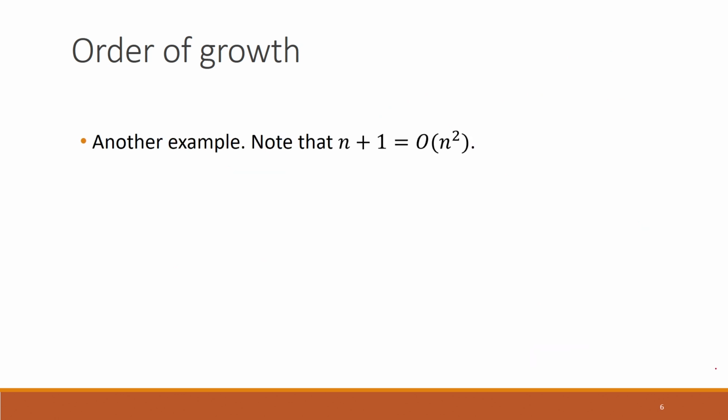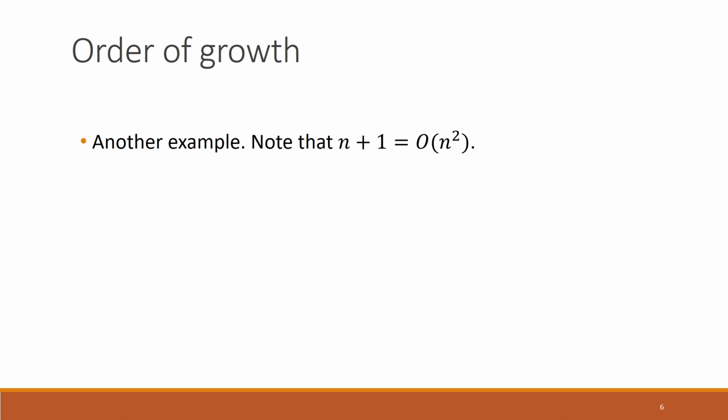Now, note that if a function f(n) is not O(g(n)), that is, it is not of the order g(n), then you will not be able to find any pair of values c dash and n naught that will satisfy that definition.